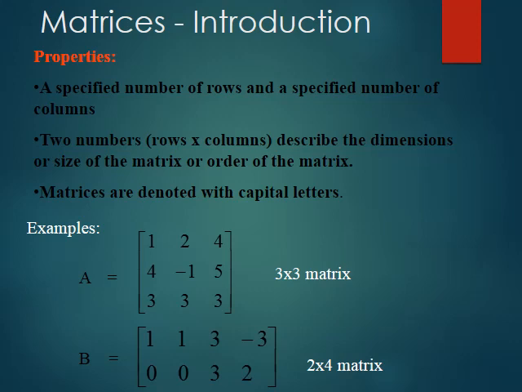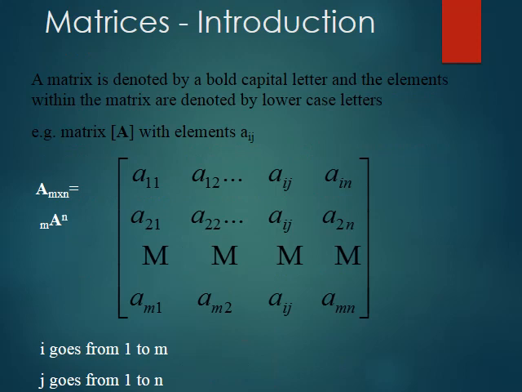So we can say that the matrix A is a matrix with 3 rows and 3 columns. So the order of the matrix is 3 cross 3. On the other hand, the matrix B has 2 rows and 4 columns. So matrix B is a matrix of order 2 cross 4.